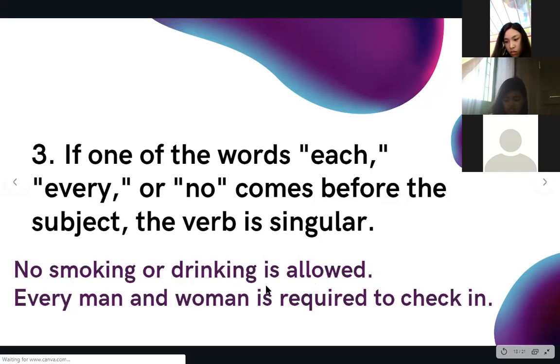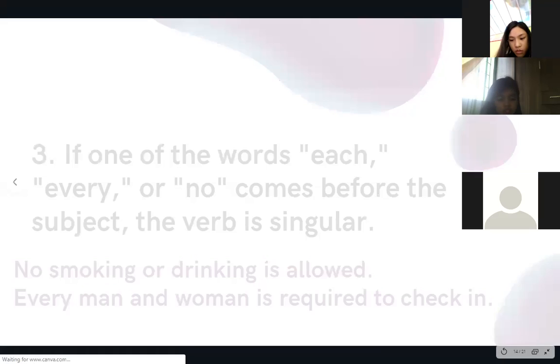So remember, if you're using each, for example, "Each of my classmates is absent." Okay, always singular: each, every, and no. Look at these examples.